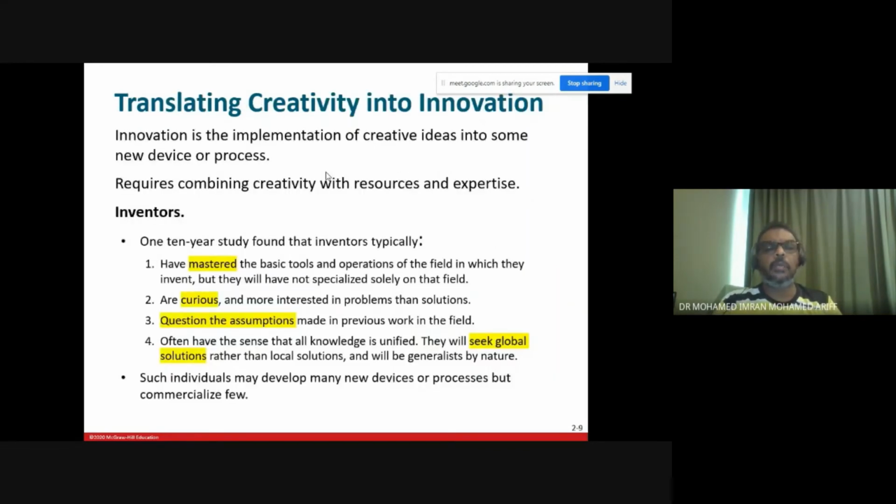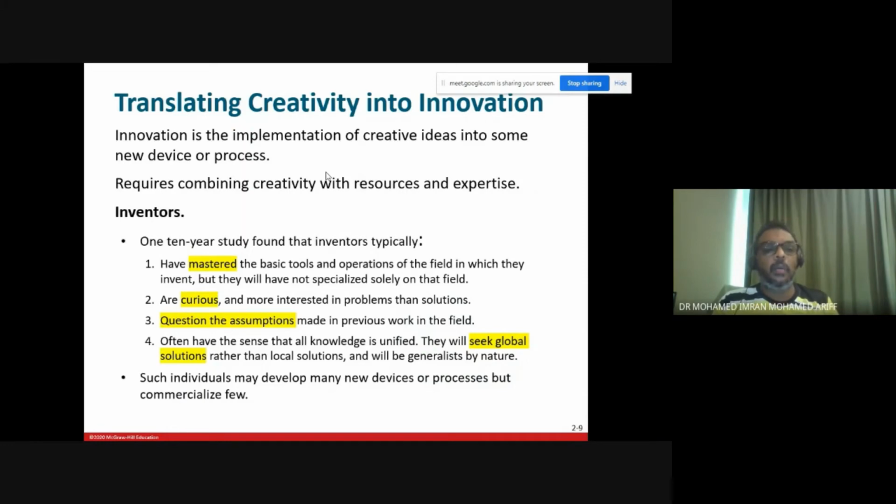Alright, so innovation is the implementation of creative ideas into some new devices or process. Betul. Alright, one requires combining creativity with resources and expertise. Betul. If you have the money, you have the resources, you have the expertise, you combine that, you can get creativity. If your company has the expertise and your company has the money, boleh, you can shoot off.